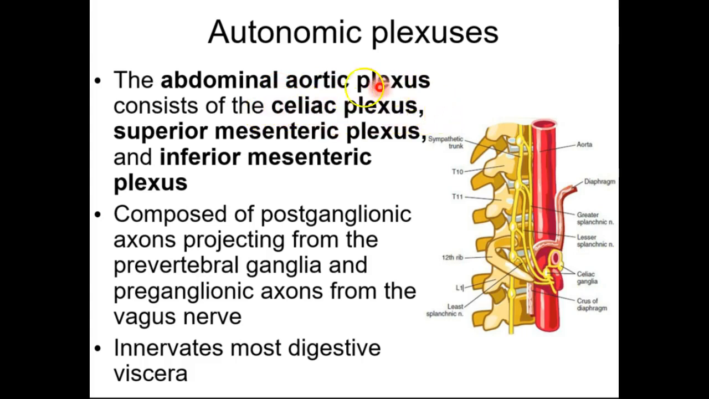So the celiac plexus, all of these are going to serve digestive organs. Celiac plexus, specifically liver and stomach. Superior mesenteric, specifically small intestine and actually most of your large intestine too. Inferior mesenteric, distal colon, basically the last part of your large intestine. And really, for now, all you need is digestive viscera.